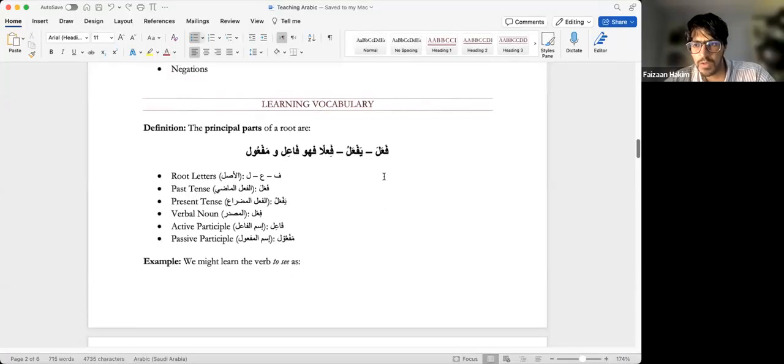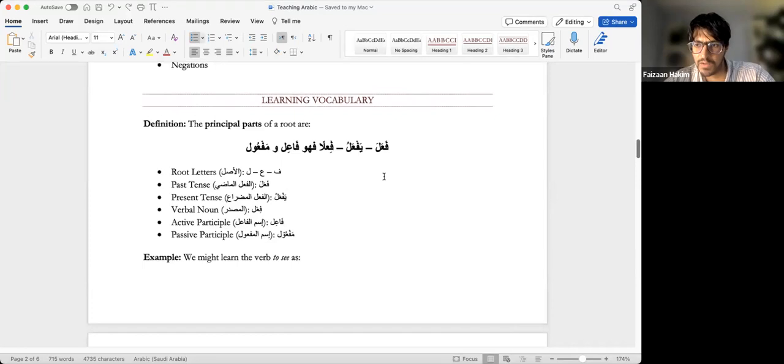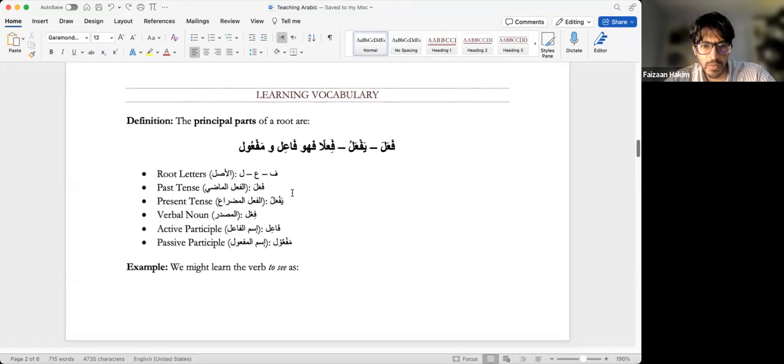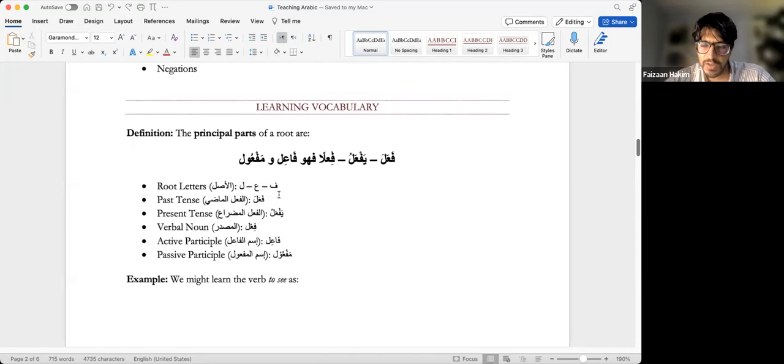I want to speak about how we are going to learn vocabulary. I mean the actual mechanics of what we do. As I said, we begin with the root. For anything else, we must know what the root is, like fa'ala or kataba.